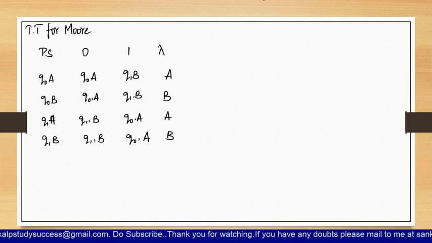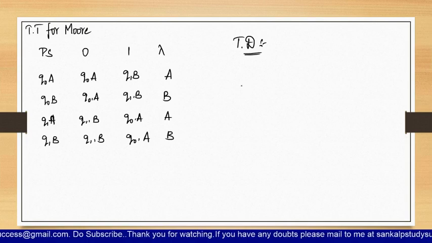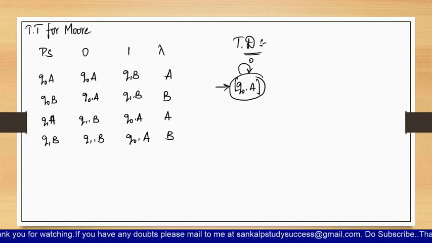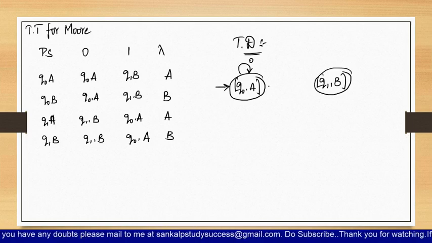Now we are going to draw the transition diagram. Here Q0 comma A is the initial state which we consider, because Q0 comma A or Q0 comma B, you can consider any one as the initial state. So we are considering Q0 comma A. By applying 0, it goes to Q0 comma A, but the output is nothing but 1. Now by applying 1, it goes to Q1 comma B.